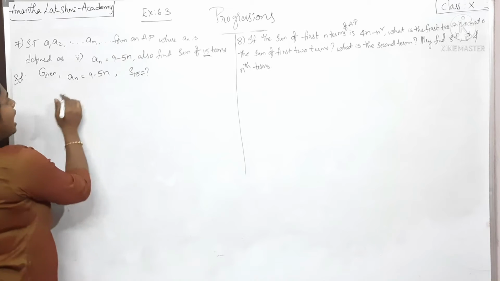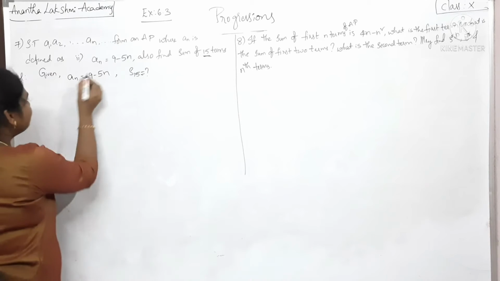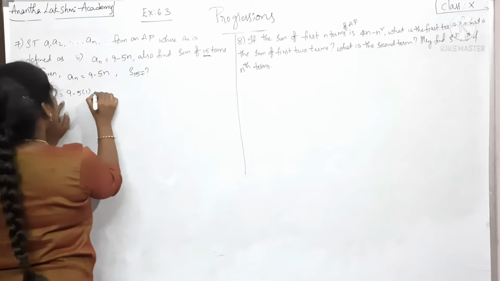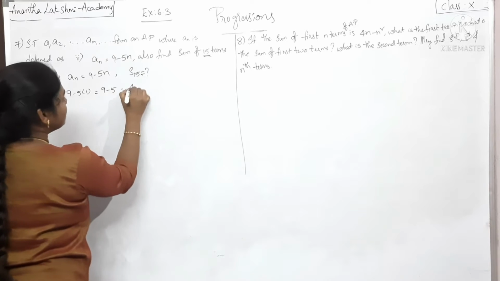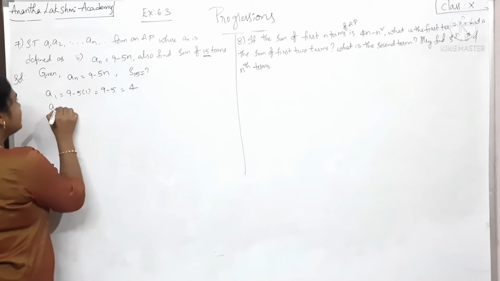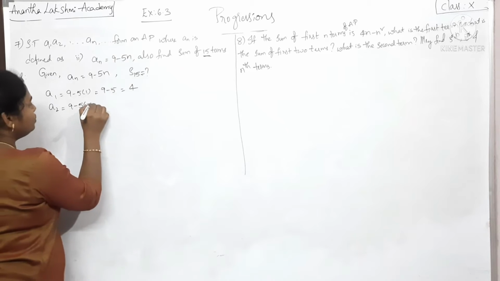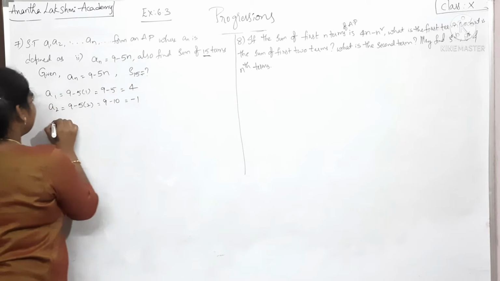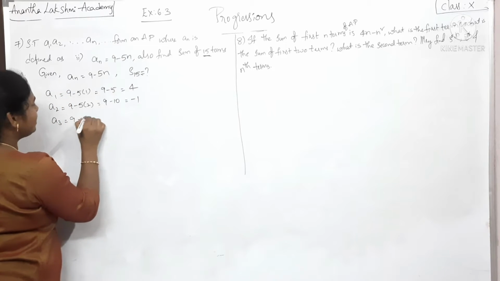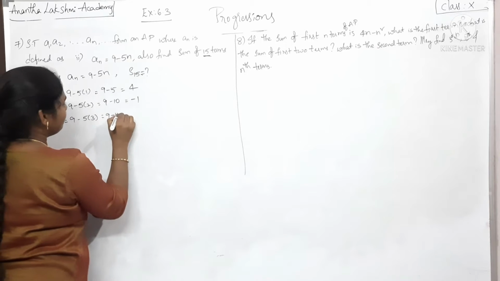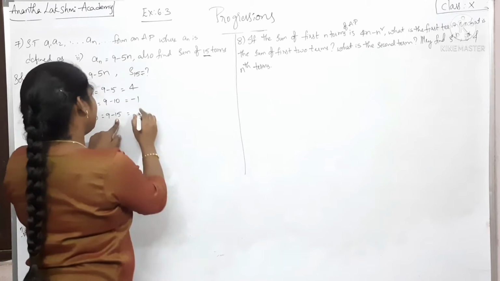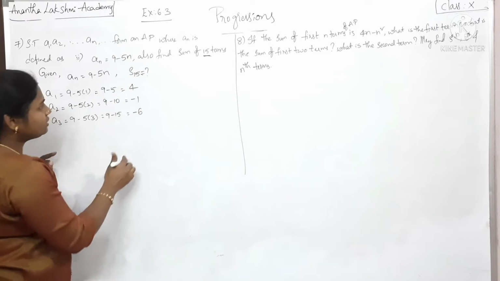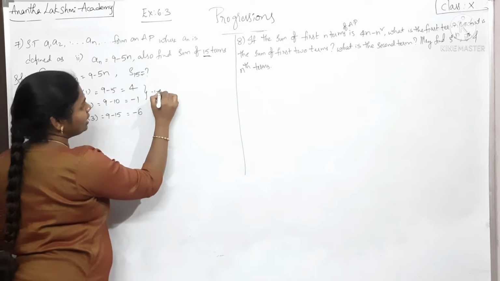Alright, so how can I find A1, the very first term? By substituting 1 in this particular expression. So this is going to be 9 minus 5, which is nothing but 4. A2 is 9 minus 5 into 2, 9 minus 10, which is minus 1. A3 is 9 minus 5 into 3, 9 minus 15, which is minus 6.